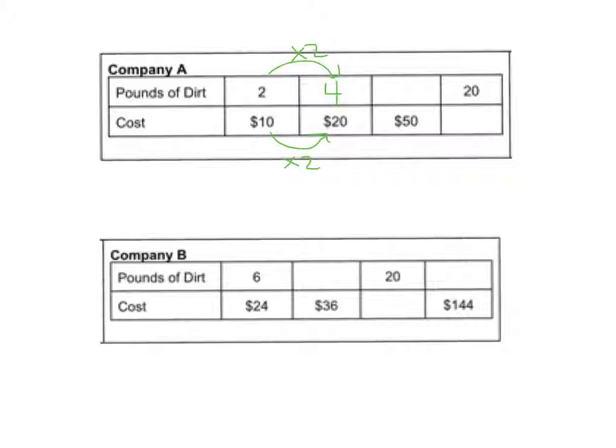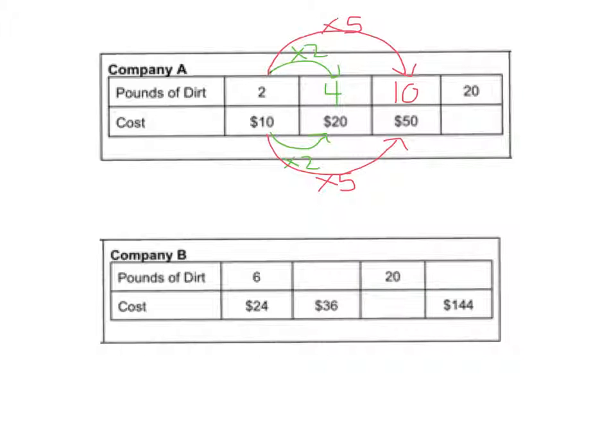Now, if we decided to pay for $50, we know that's times 5. Because 10 times 5 will get us 50, we also want to multiply our amount of dirt times 5 to get us 10 pounds of dirt. Now this last one, we are given the total pounds of dirt and we want to try to find the total cost. It's very similar.